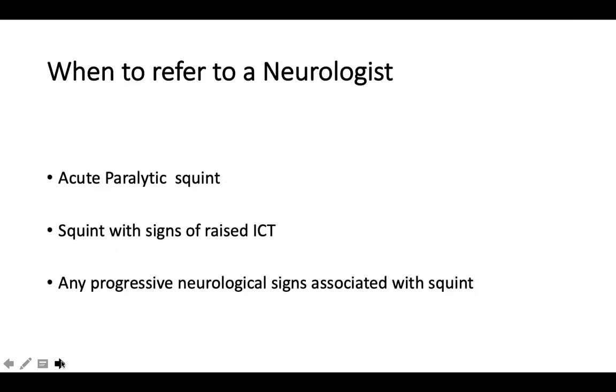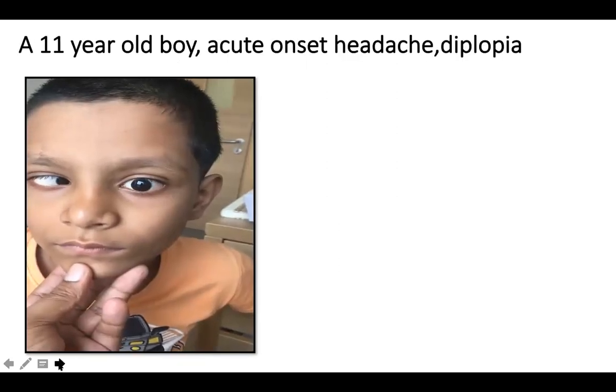But when do you refer to a neurologist? Any acute onset squint that is paralytic, where your cover test shows no deviation, okay? And if there are signs of papilledema, signs of raised ICT, signs of encephalopathy, or any other prognostic neurological signs with squint, you should refer to a neurologist. So let us see this case.